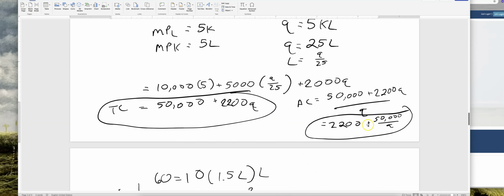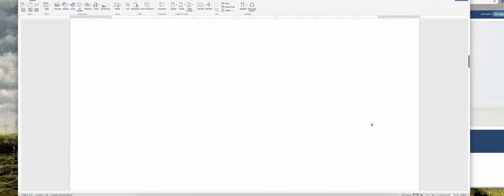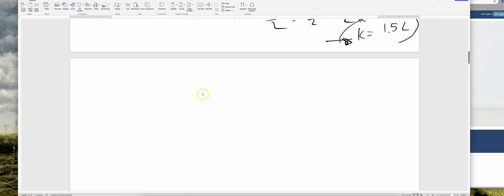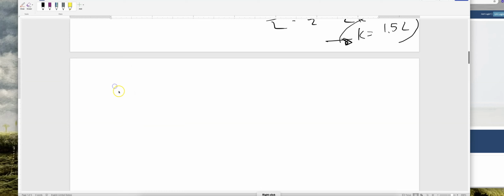Sorry, when I do the page break, it puts it above, so now I'm going to have to scroll up here. The page is going to be right here. Sorry, just trying to get this to work.